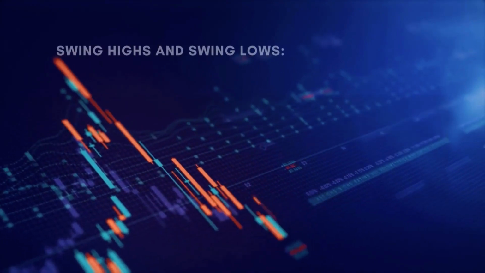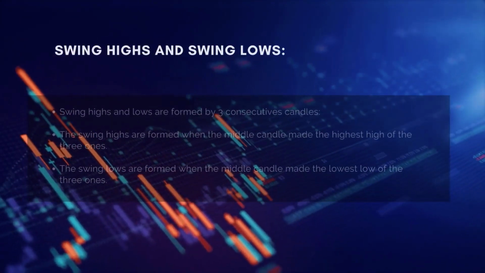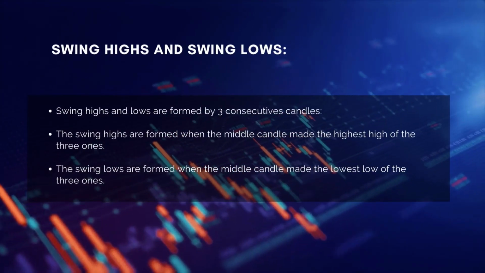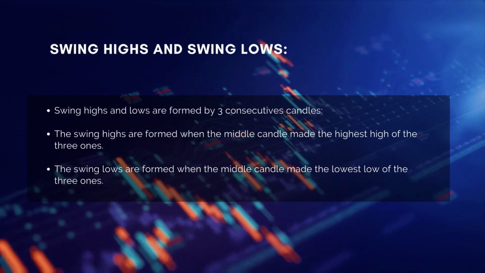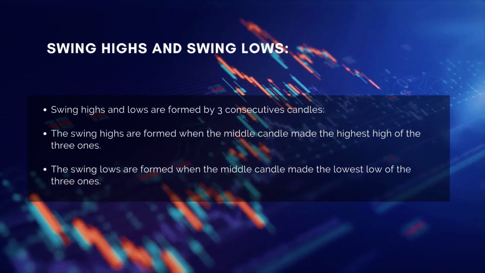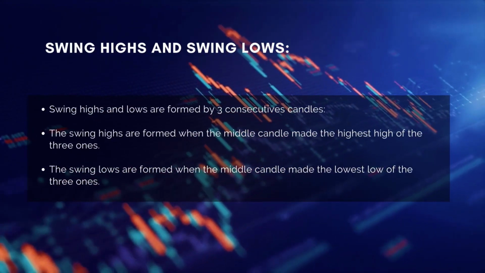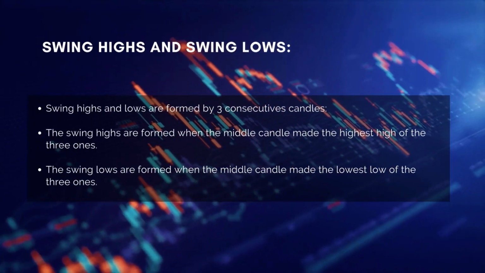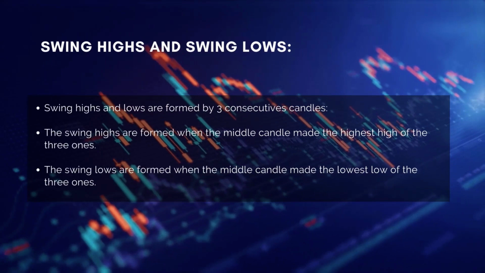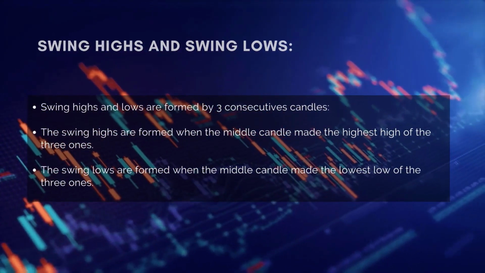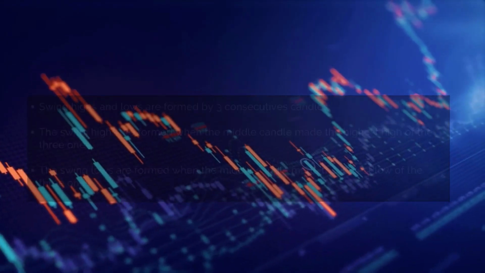Swing highs and lows are an important element to identify market structure. So what are the swing highs and lows? Swing highs and lows are formed by three consecutive candles. The swing highs are formed when the middle candle made the highest high of the three ones. And swing lows are formed when the middle candle made the lowest low of the three ones. So let's see a figure example to understand more the swing highs and lows.